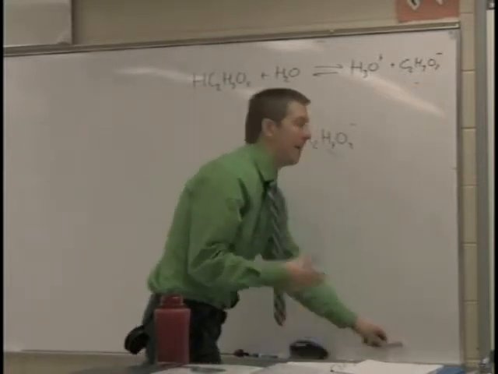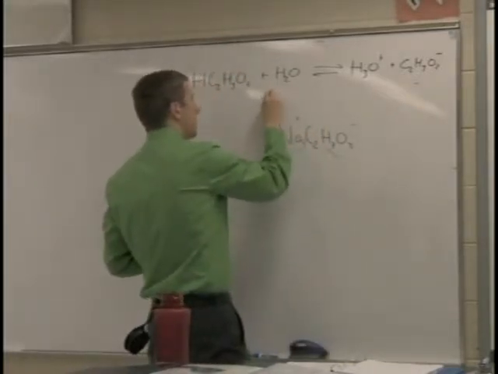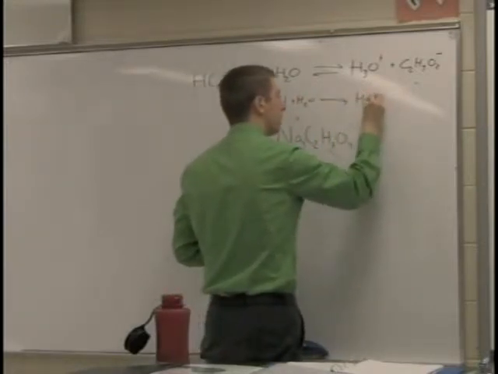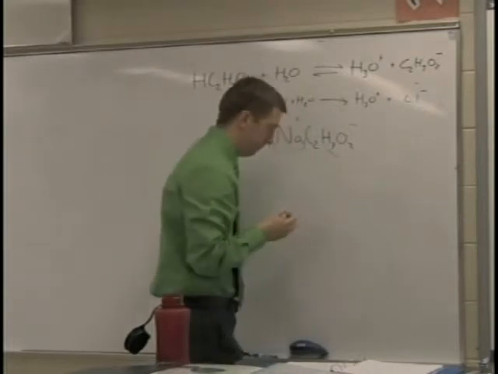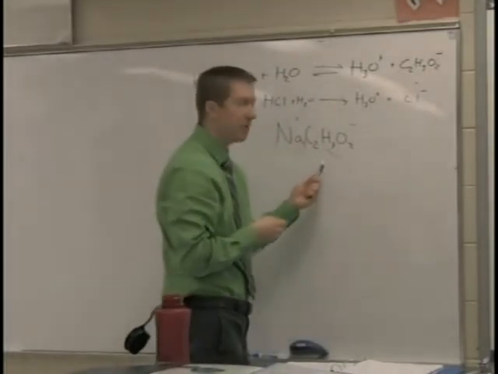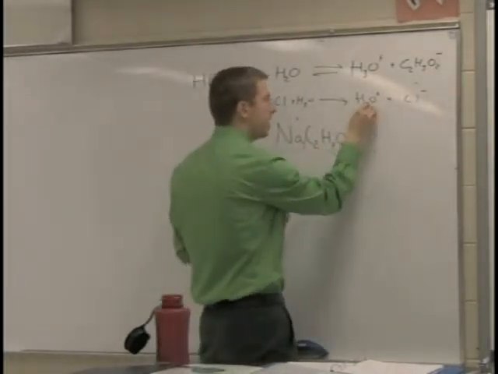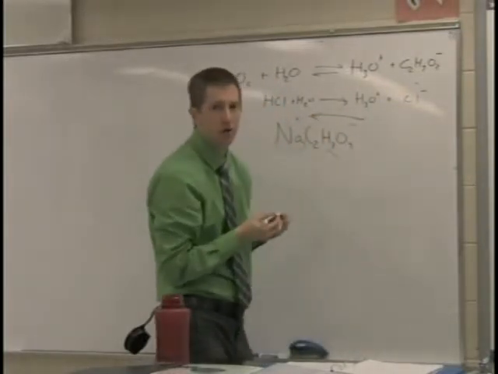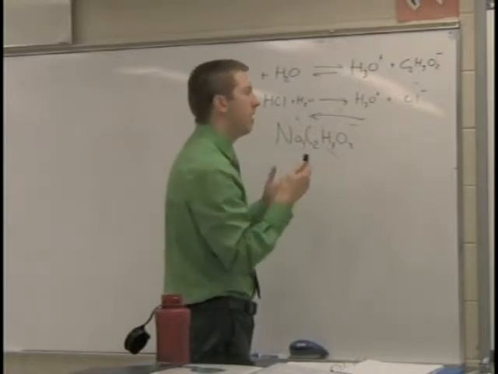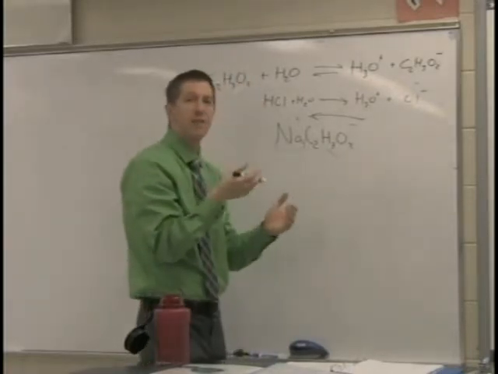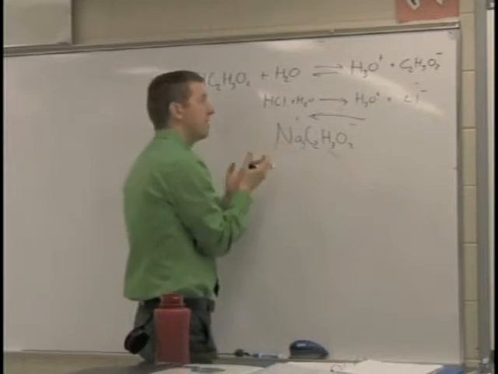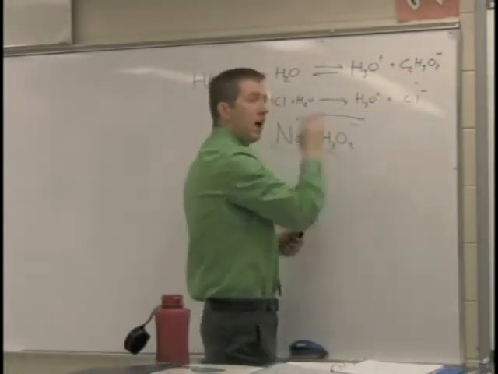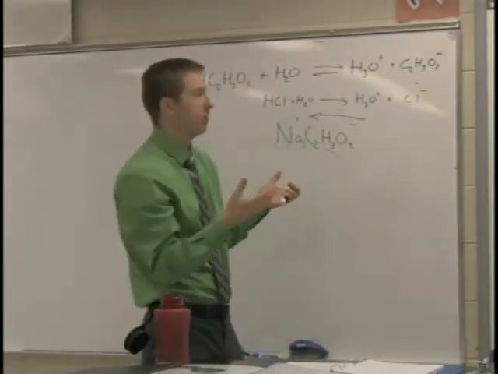If I add HCl to this, HCl in water would make hydronium and the Cl minus. But when you have the sodium acetate in there, some of that acetate can react with the hydronium to shift equilibrium back in this direction. So again, the buffer solution can both negate the effects of an acid or a base. In the acid, in this case, it is able to negate the effects because the conjugate base will react with the hydronium.